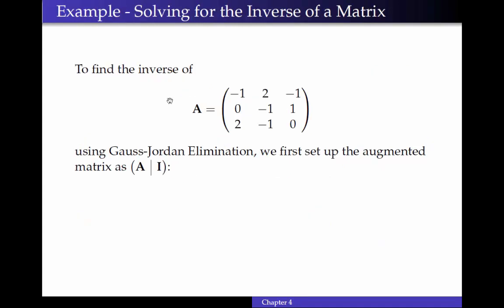So let's try this. Let's try to find the inverse of this matrix A. So we'll first set up the augmented matrix, where we have the matrix A, which is like the coefficient matrix here, and the right-hand side, which is the identity matrix. And we want to know the unknown, which is A inverse. What do I multiply this matrix by to get the identity matrix? And then we just perform Gauss-Jordan elimination.